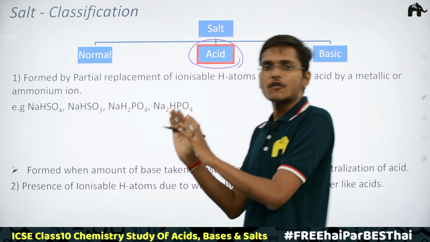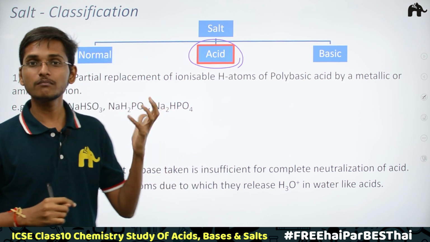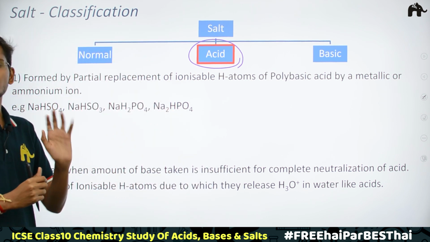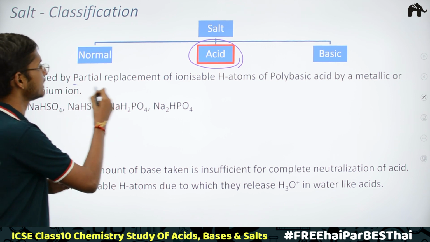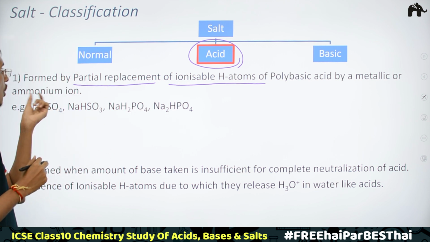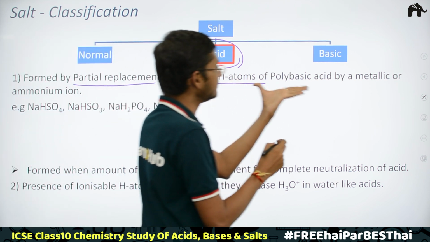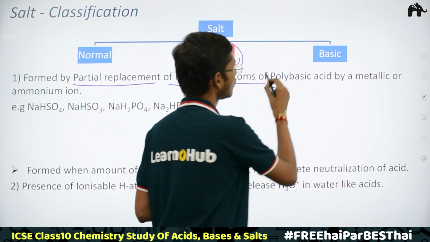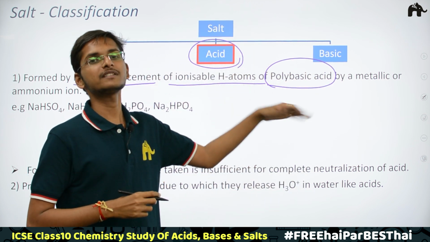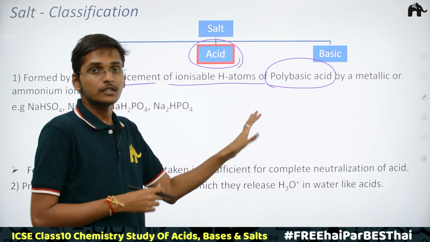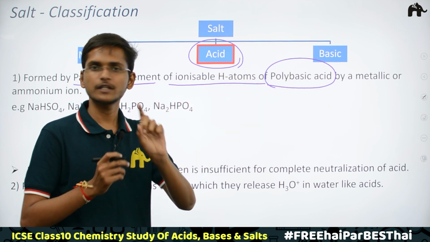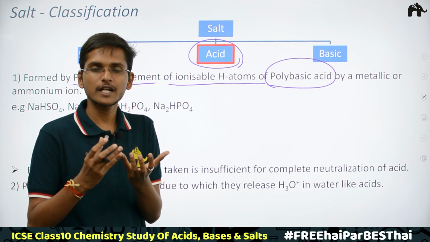Normal salts were formed by complete replacement of ionizable hydrogen atoms of an acid. Acid salts are formed by partial replacement of ionizable hydrogen atoms of a polybasic acid, not just any acid. Here the acid should be dibasic or tribasic. The acid should not be monobasic, because in the case of monobasic there is only one ionizable hydrogen atom, right?